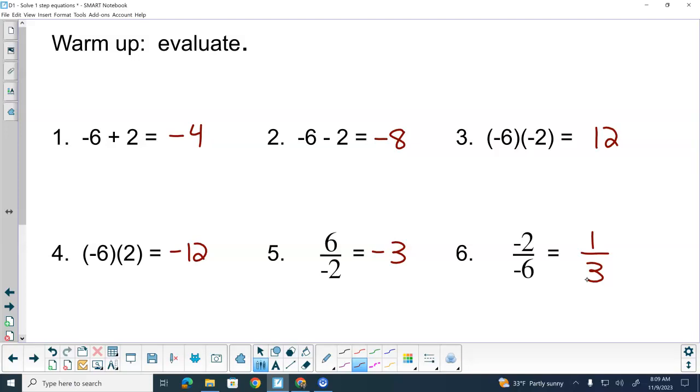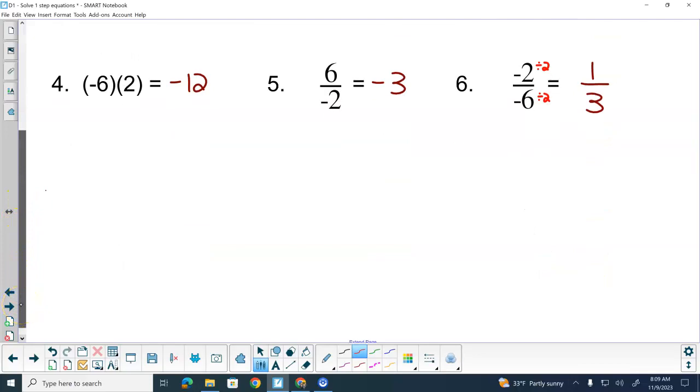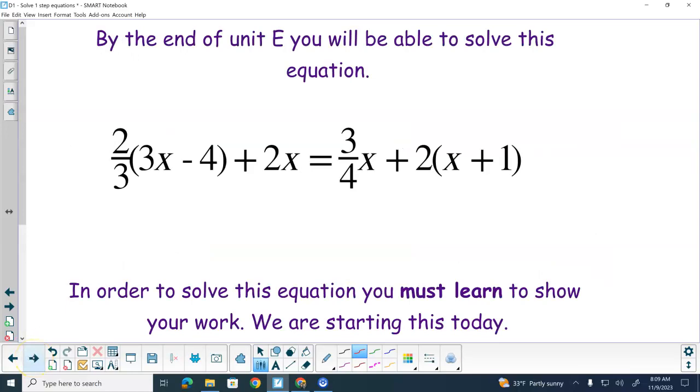Okay, so it's positive 1/3. The negative divided by negative makes it positive. 2 can be divided by 2, and 6 can be divided by 2. So that could be positive 1/3. Love it. Apparently it's not on this one. Okay, go to the next page. There we go. All right.